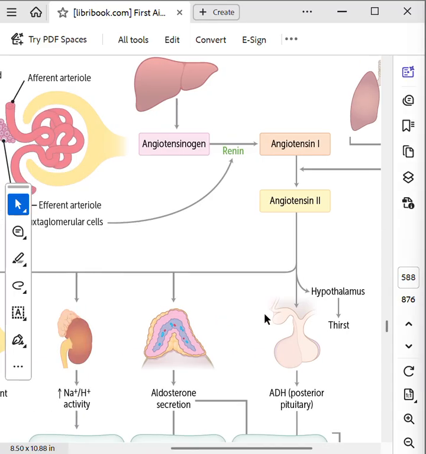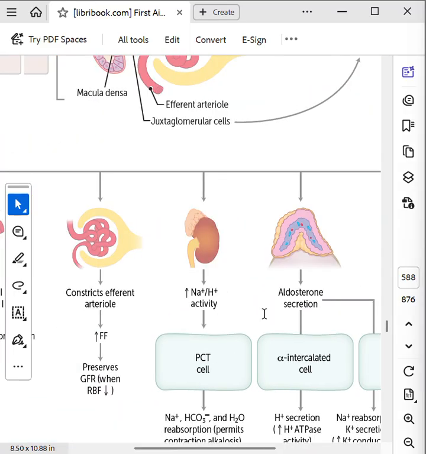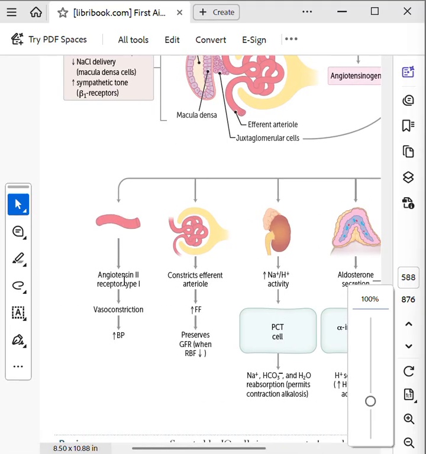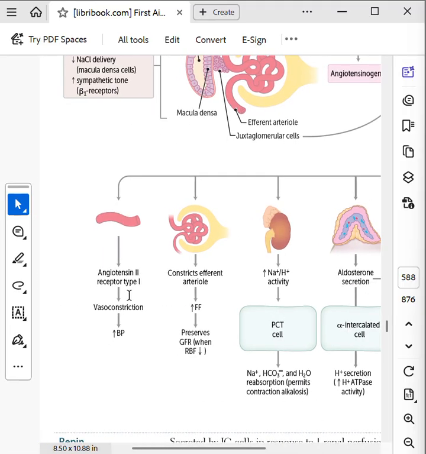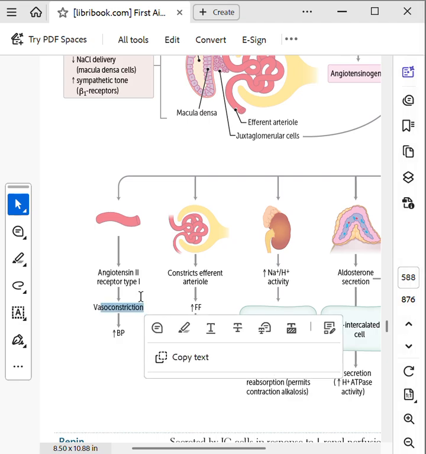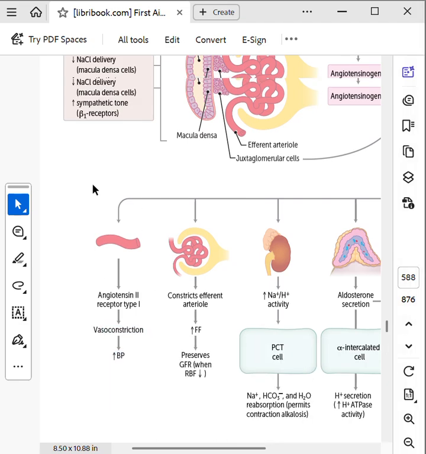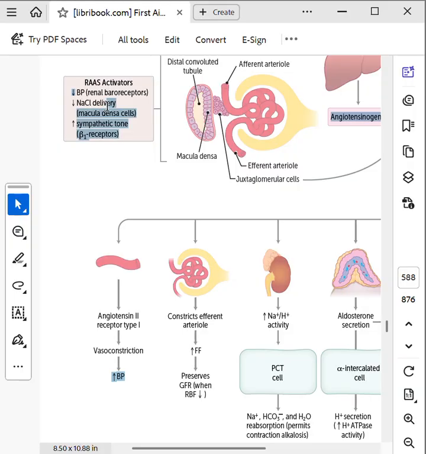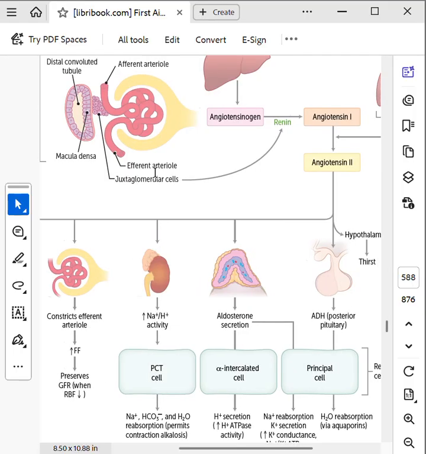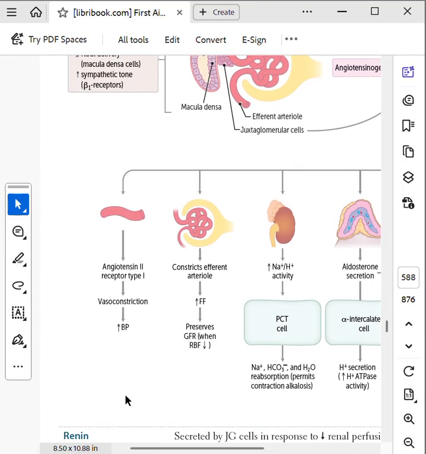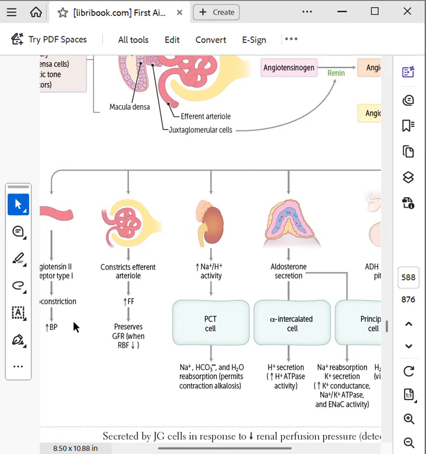Okay, moving on, we have the angiotensin 2. Angiotensin 2 does a lot of things. First, angiotensin 2 goes to angiotensin 2 receptor type 1 and causes vasoconstriction of blood vessels. Vasoconstriction of blood vessels increases blood pressure. Why is this important? Because we said that the sodium chloride delivery to the macula densa was less. The blood pressure was falling. The renal receptors sensed this and quickly went through all of this pathway to release angiotensin 2. So angiotensin 2 first causes vasoconstriction and increases the blood pressure.